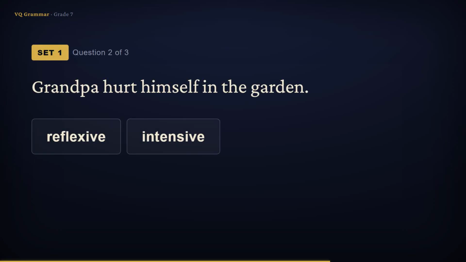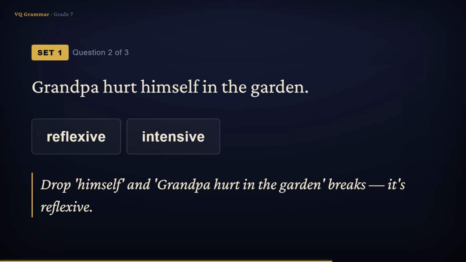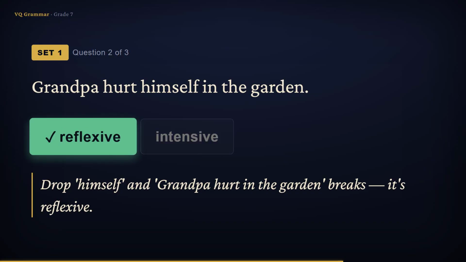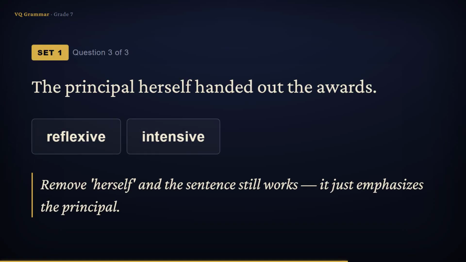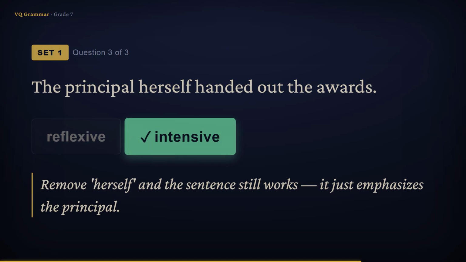Grandpa hurt himself in the garden. Try dropping himself. Grandpa hurt in the garden. Hurt whom? The sentence breaks. Because it's needed as the object, himself is reflexive. So the answer is reflexive. The principal herself handed out the awards. Take out herself. The principal handed out the awards. Still perfectly clear. Herself was just emphasizing that the principal did it personally. That makes it intensive. So the answer is intensive.